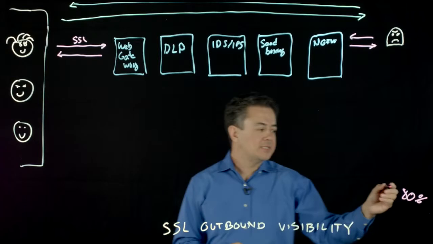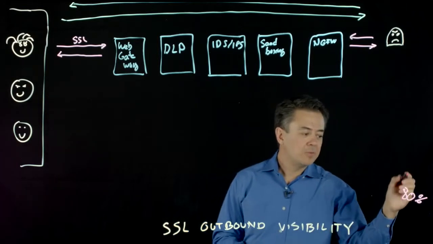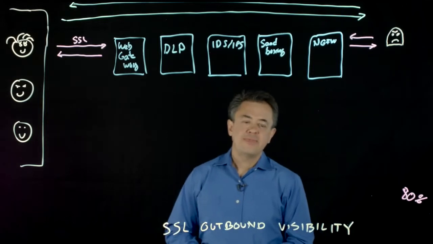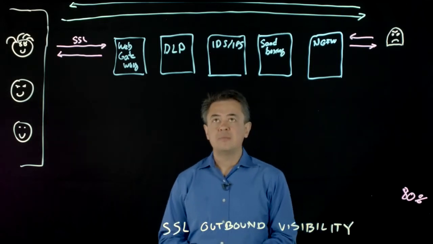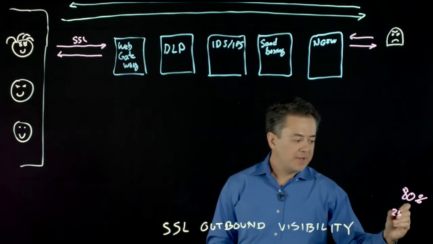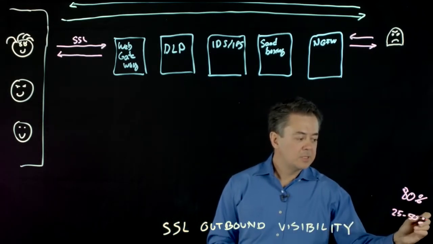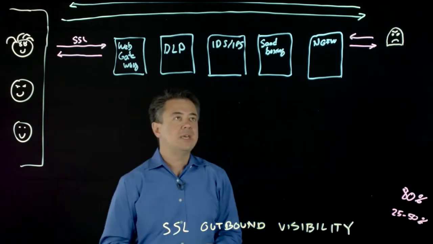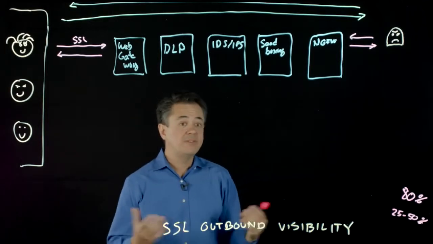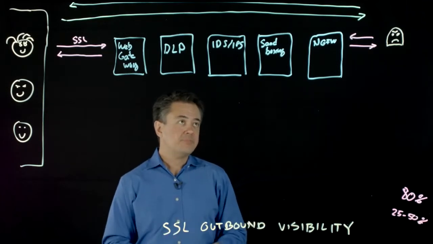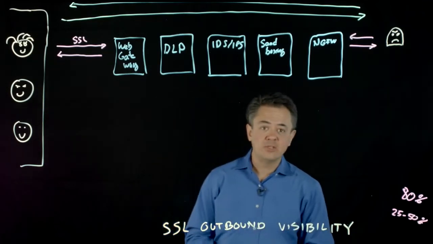But maybe 80% is a high number. What is it for somebody else? So we just finished surveying 1,000 security professionals to find out how much of their outbound traffic is encrypted. Most of them said 25 to 50%. So that means for all the spend they did on these devices, they are already missing between 25 and 50% of the traffic.